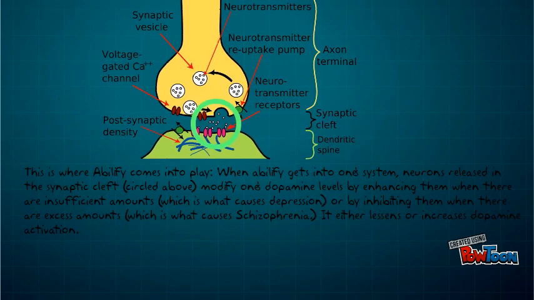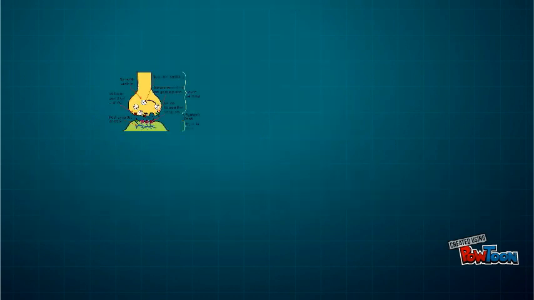This is where Abilify comes into play. When Abilify gets into one's system, neurons released in the synaptic cleft modify dopamine levels by enhancing them when there are insufficient amounts, which causes depression, or by inhibiting them when there are excess amounts, which causes schizophrenia. It either lessens or increases dopamine activation.